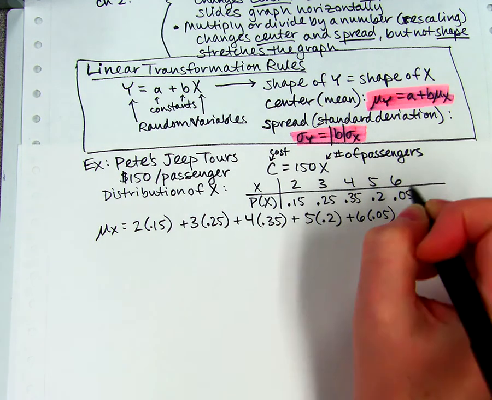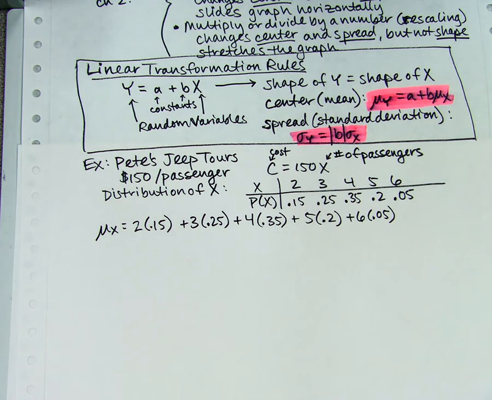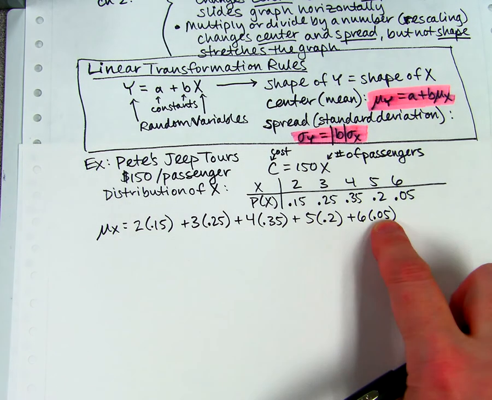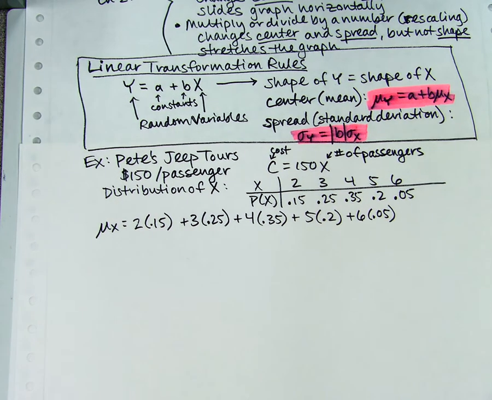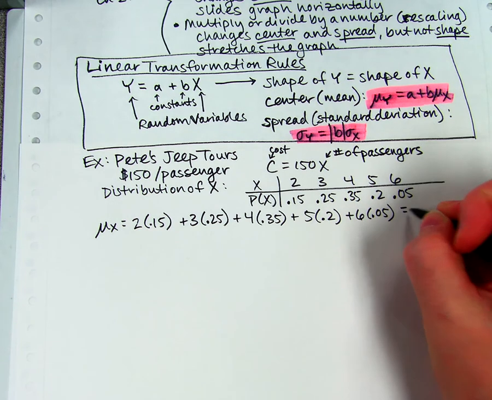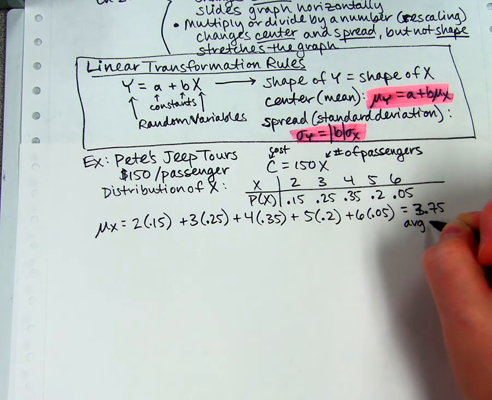So you could do this all by hand if you needed to. In fact, you probably could do it in your head if you needed to, or you could type this whole thing in your calculator, or you could do the one variable stats thing that we talked about before. But regardless, if you do all of this, you get the mean, which is 3.75. That's the average number of passengers on a typical Jeep tour that Pete gives. Pete's Jeep is kind of hard to say fast several times.